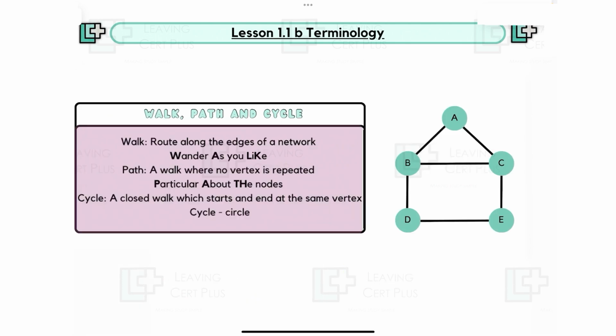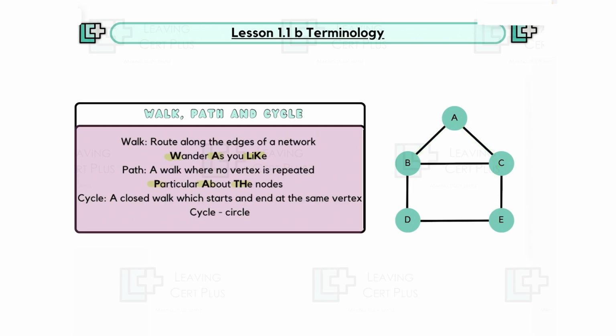Here's just a way to remember some of the vocabulary we were talking about today. So a walk, we said, was a route along the edges. Just think of wander as you like, and walk is in there. So I can wander around anywhere I like, do whatever I want. That's a walk. A path is when no vertex or no node is repeated. So think path is particular about the nodes. We're very particular about what nodes we choose. We don't want to choose any twice. So B, A, C, E, there's a path.